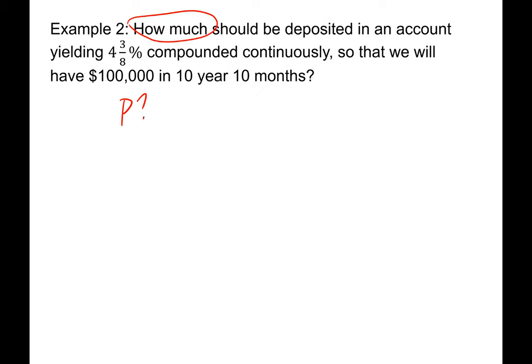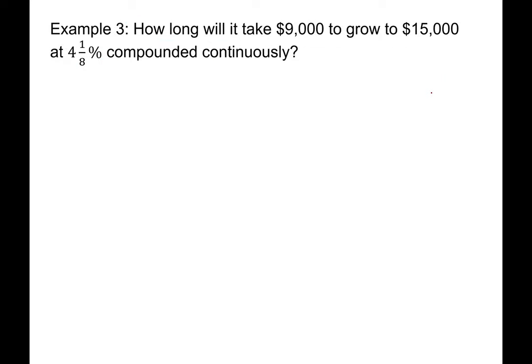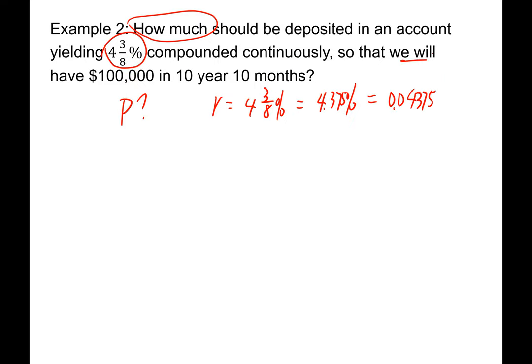Okay. And what's given here? We know the interest rate, right? The rate is given, 4.375%. Okay, that's given. And in decimal it's 0.04375. And we will have $100,000, right? So the ending balance is given, 100,000. And then time T is also given, 10 years and 10 months. And basically we're going to turn it into a fraction. So it's 10 and 10 over 12.